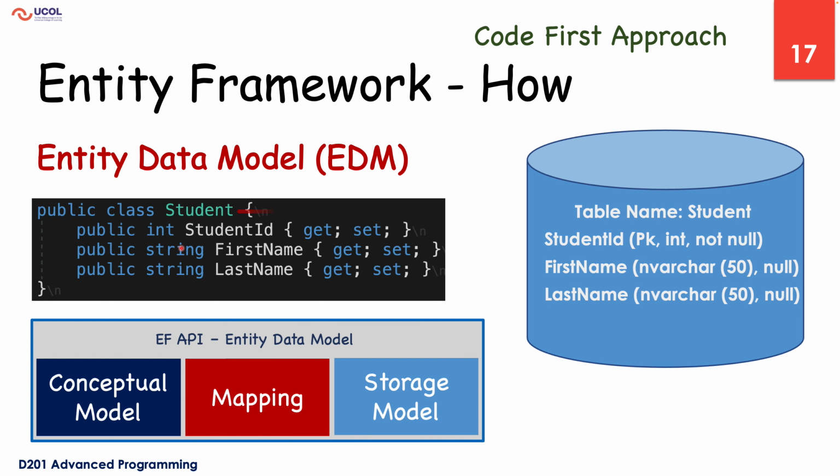So Entity Framework comes in between, converting that specific class into a table. The name of this class will become the name of the table, and the fields of that specific class will become the columns of that specific table. So this is our code first approach, and I will show you how we can do that.